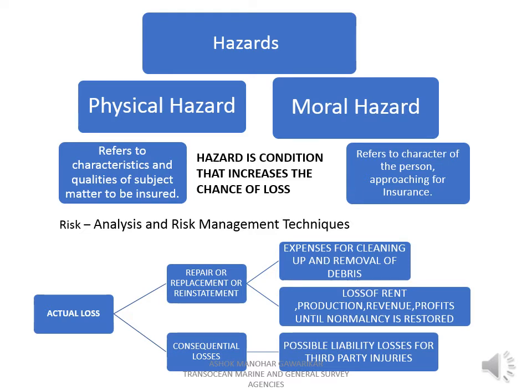When you analyze risk management techniques, the first thing you try to find out is the actual loss. Whenever there are losses, the consequence is either repair, replacement, or reinstatement. Replacement is where you change the item, and repair is possible whenever damage is localized. Reinstatement is, in a way, like replacement: you are reinstating the item which is in damaged condition.